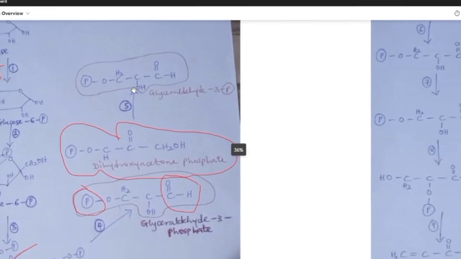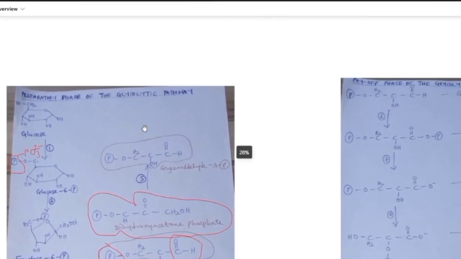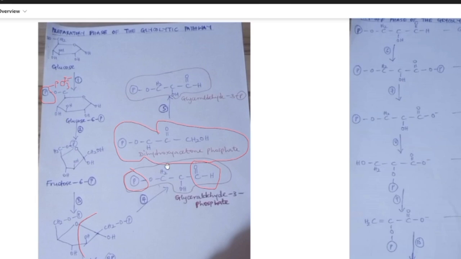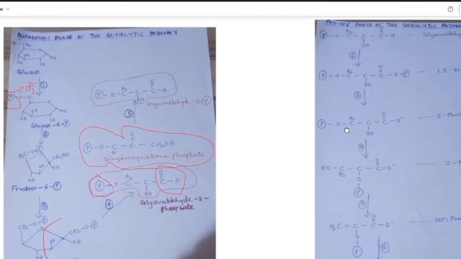So this shows the preparatory phase of the glycolytic pathway in 5 steps. We begin in the next steps to look at the payoff phase of the glycolytic pathway, where the rest of the structures will be looked at from step 6 to step 10.